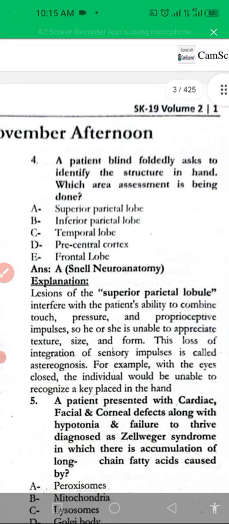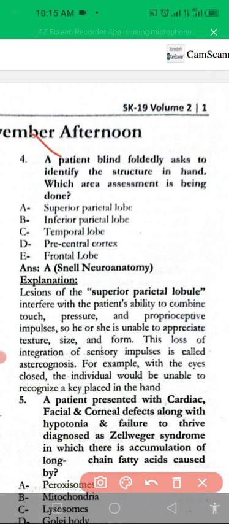Next one is a patient who is blindfolded and asked to identify a structure in the hand. Which assessment is being done? That is the superior parietal lobe. The superior parietal lobe is responsible for the patient's ability to combine touch, pressure and proprioception, and the ability to sense size and integrity. For example, an eye-closed individual unable to recognize a particular thing present, that is a function of the superior parietal lobe.